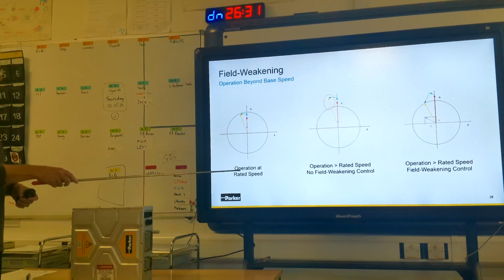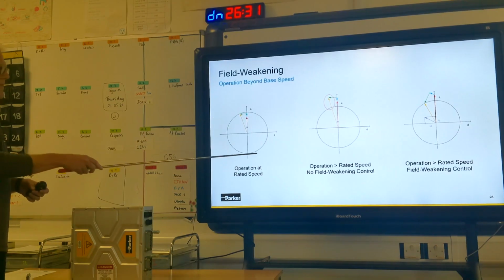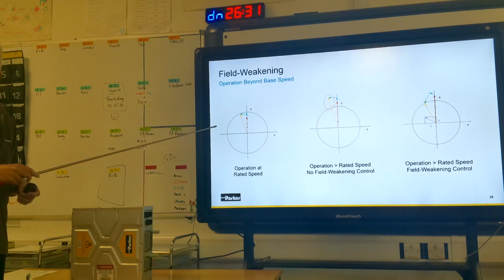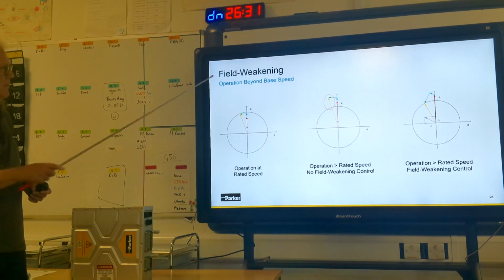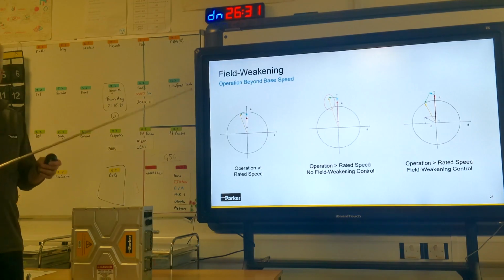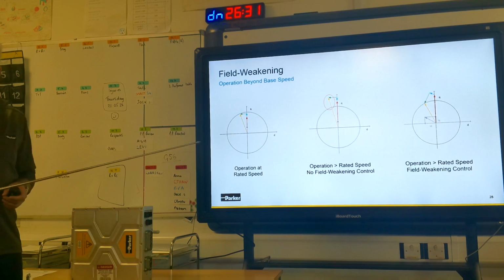So here I've got a machine operating at its rated speed, and the maximum voltage is denoted by this black circle. And you can see here the yellow arrow, the terminal voltage, is touching the black circle. I've reached base speed, okay? The back EMF, the red part, is less than the maximum voltage. It's kind of good, but it's a pity because we can't go any faster.